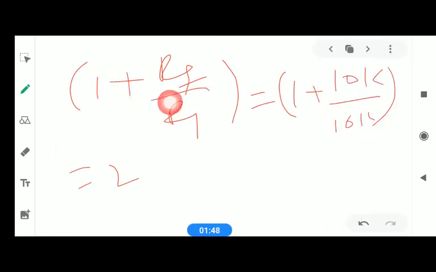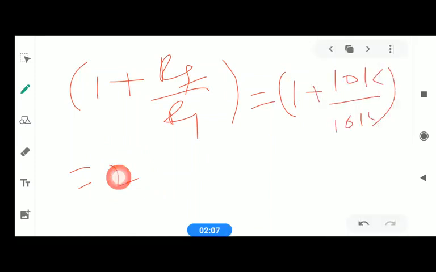Here you can see the gain for both high pass and low pass filter is 1 plus RF by R1, because both use a non-inverting amplifier. Here we considered RF and R1 equal. We have taken RF and R1 as 10k, 10k. Therefore the gain for both high pass and low pass filter is 2, right?